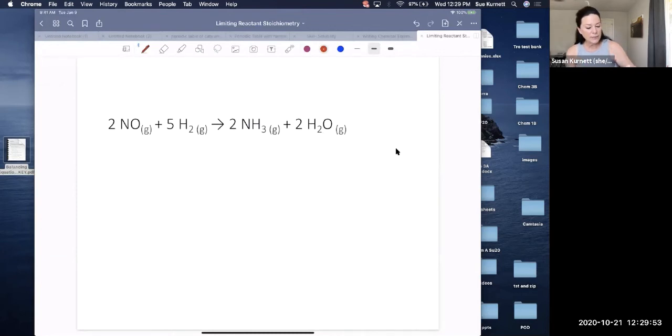So let's say that we did all this. I'm going to go ahead and give you some new starting amounts. Let's have 10 grams of nitrogen monoxide and 2 grams of hydrogen. And I want you to find how many grams of ammonia. And then we're going to say, well, that was theoretical. How much was actually produced? Let's find the percent yield. So go ahead and you do all the steps with these new numbers.